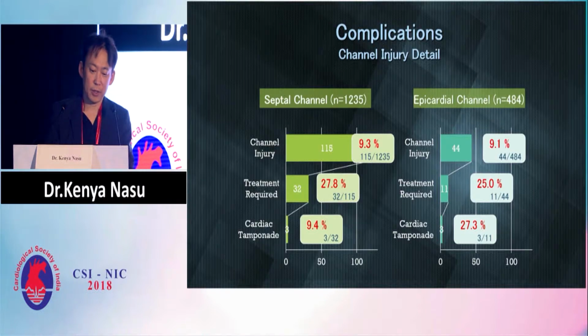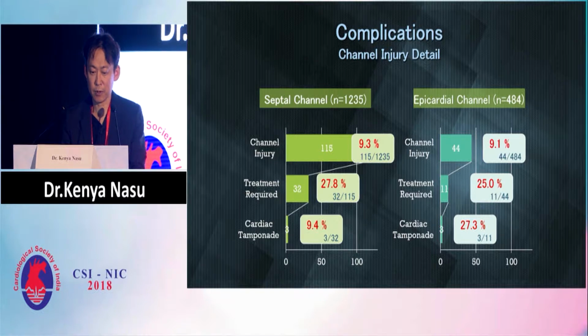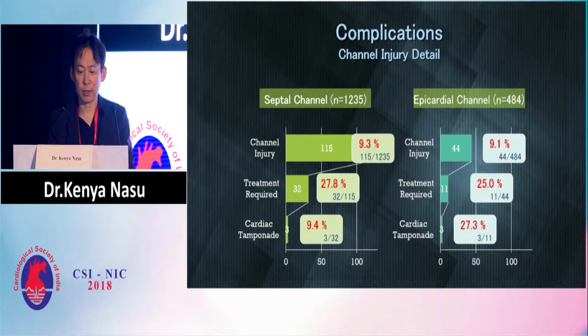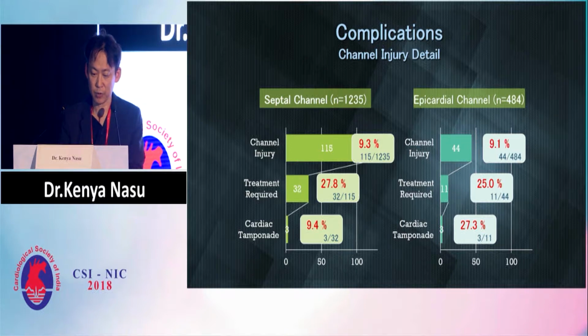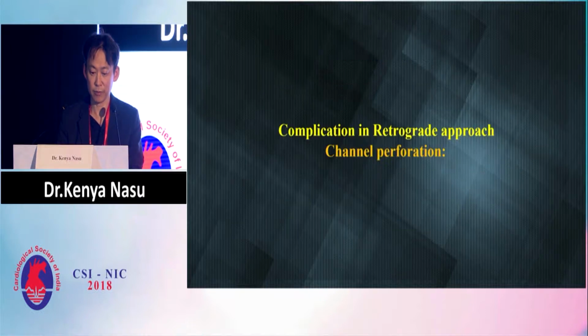So this is data on the septal channel and the epicardial channel. We used 1,235 septal channels for the retrograde approach, and around 500 epicardial channels were also used for the retrograde approach. But the channel injury incidence is almost similar between these two collateral channels.